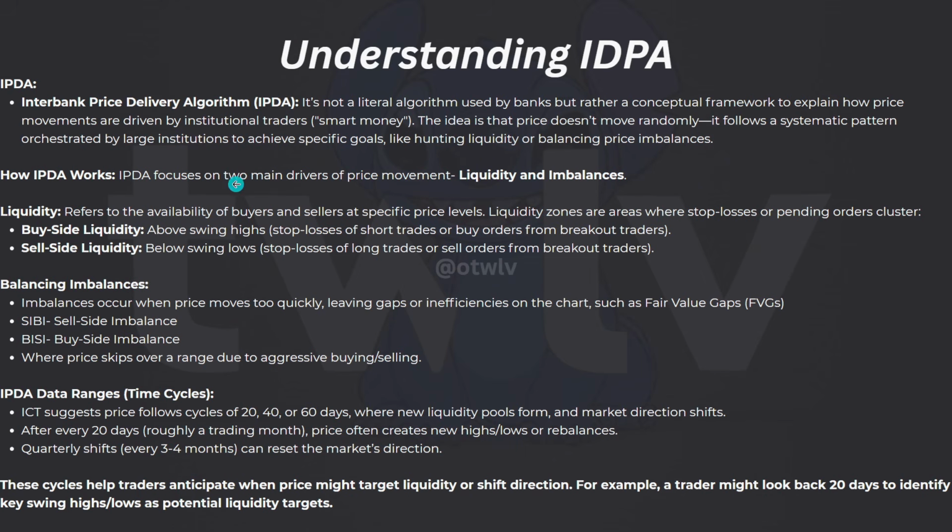So IPDA focuses on two main drivers: liquidity and imbalances. So again, swing highs are liquidity, imbalances are fair value gaps. Liquidity refers to the availability of buyers and sellers at specific price levels. Liquidity zones are areas where stop losses and pending orders are clustered. So buy side liquidity is above a swing high: stop losses of short traders or buy orders from breakout traders. So this is how we generate the higher high, right?